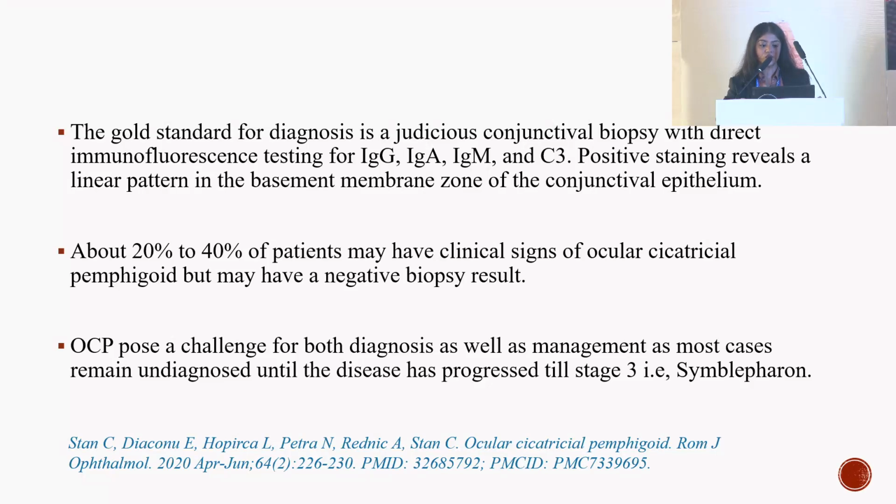But about 20 to 40% of patients may have clinical signs of OCP but have a negative biopsy result, which does not rule out the diagnosis of ocular cicatricial pemphigoid. These patients most likely only have ocular disease, as with our case, as a positive result is much more common in patients with ocular, skin, and oral involvement. Negative results could be due to incorrect biopsy technique, concurrent quiescence, or even disease burnout.